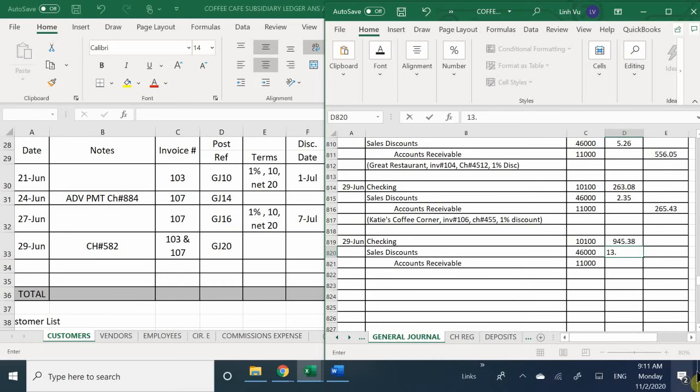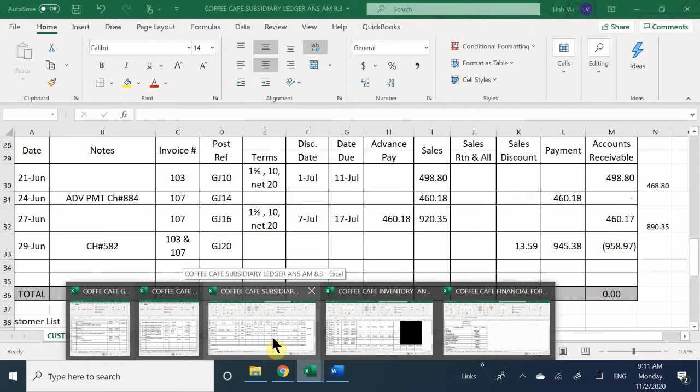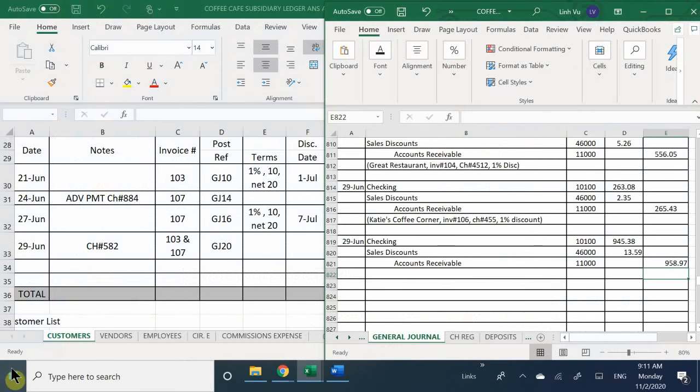Okay. So 13.59. All right. Bringing my grand total to be 958.97, which is correct? That's how much our grand total was, 958.97. Okay. And now we need to make a note. Super A Market. Invoice 103 and 107. Check 582.